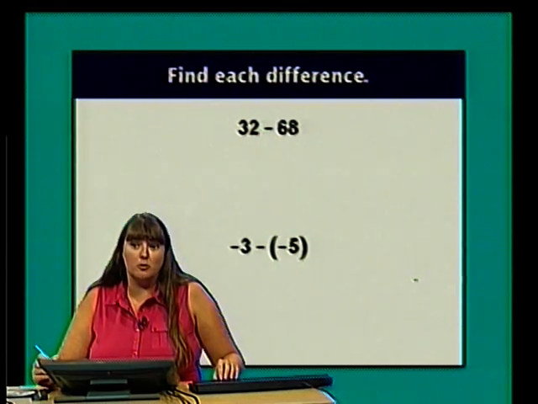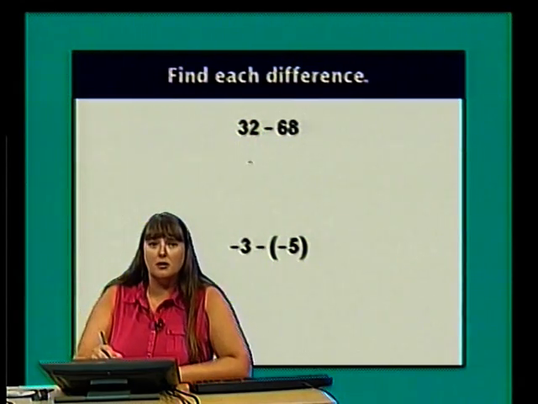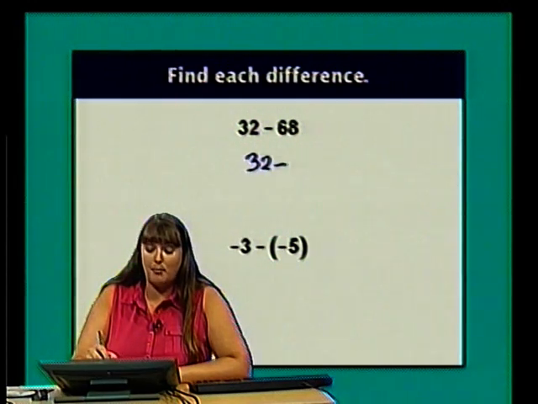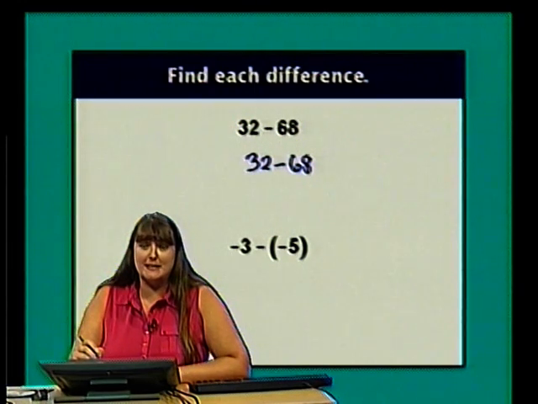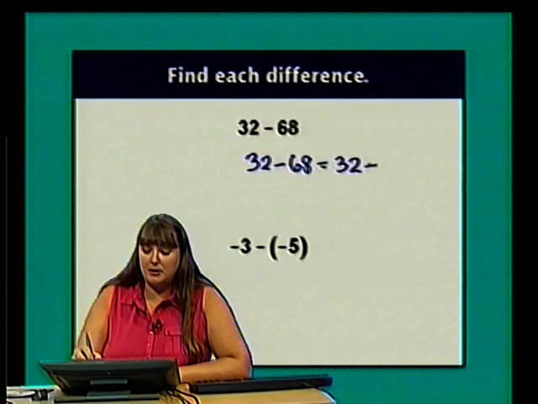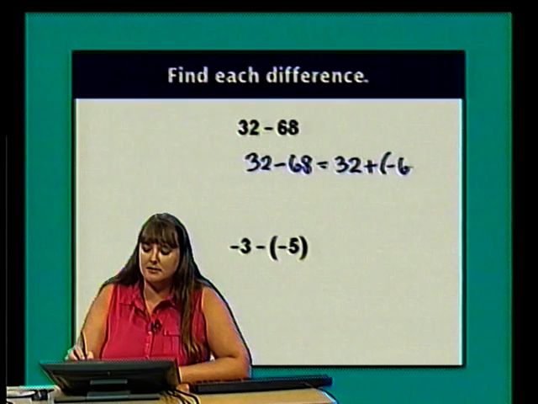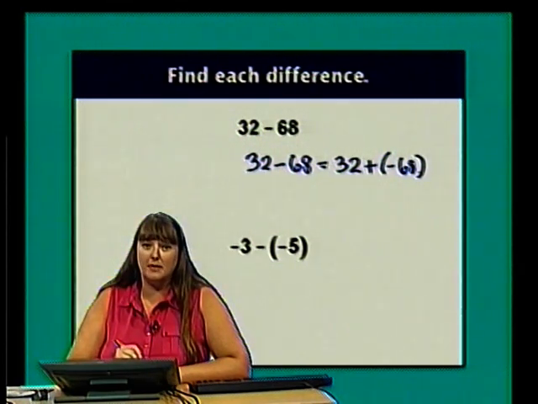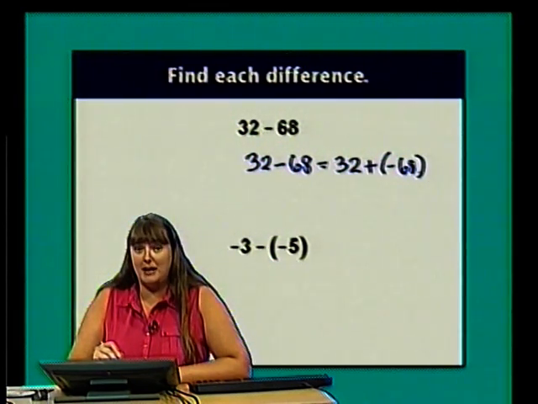Well, let's use this rule to compute a couple of differences. The first difference here we have is 32 minus 68. So I start out writing my problem, 32 minus 68. And I can rewrite this as an addition problem. So I can rewrite this as 32 plus the opposite of 68. The opposite of 68 is negative 68. So now I'm adding 2 signed numbers that have opposite signs. I have a positive 32 and a negative 68.